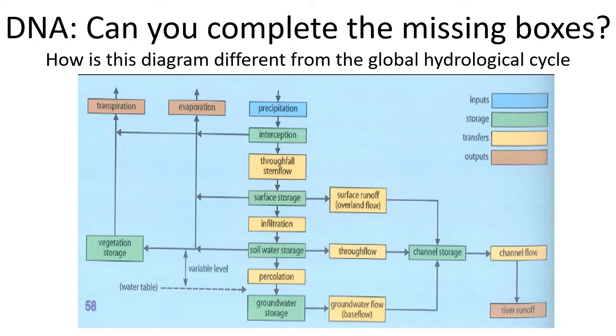The global hydrological cycle was a closed system. There were no inputs, no outputs. The water couldn't escape. Here, we've got water exiting through transpiration, evaporation, and runoff, and we've got water entering through precipitation. So this is very much an open system, and this is what we're going to look at today.